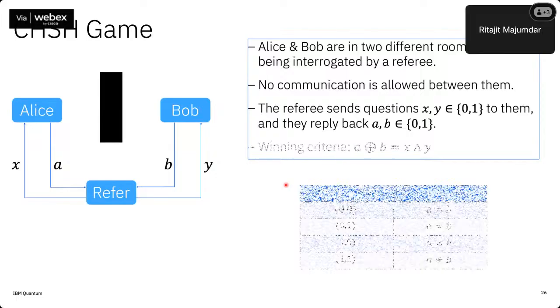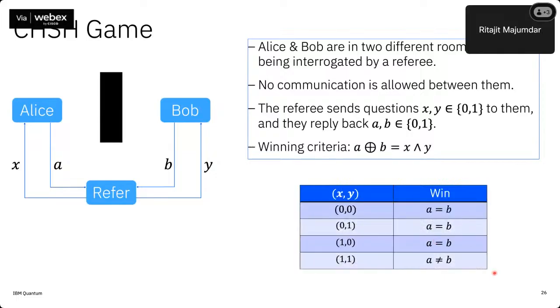Now, Alice and Bob can win this game only if this happens. When X and Y are 0,0, 0,1, or 1,0, for all these three cases, the answer that Alice gives should be equal to the answer that Bob gives. But if X and Y are 1,1, so if the referee sends 1 to Alice and 1 to Bob, then the answers of Alice and Bob should be different. This is the criterion by which Alice and Bob can win this game.